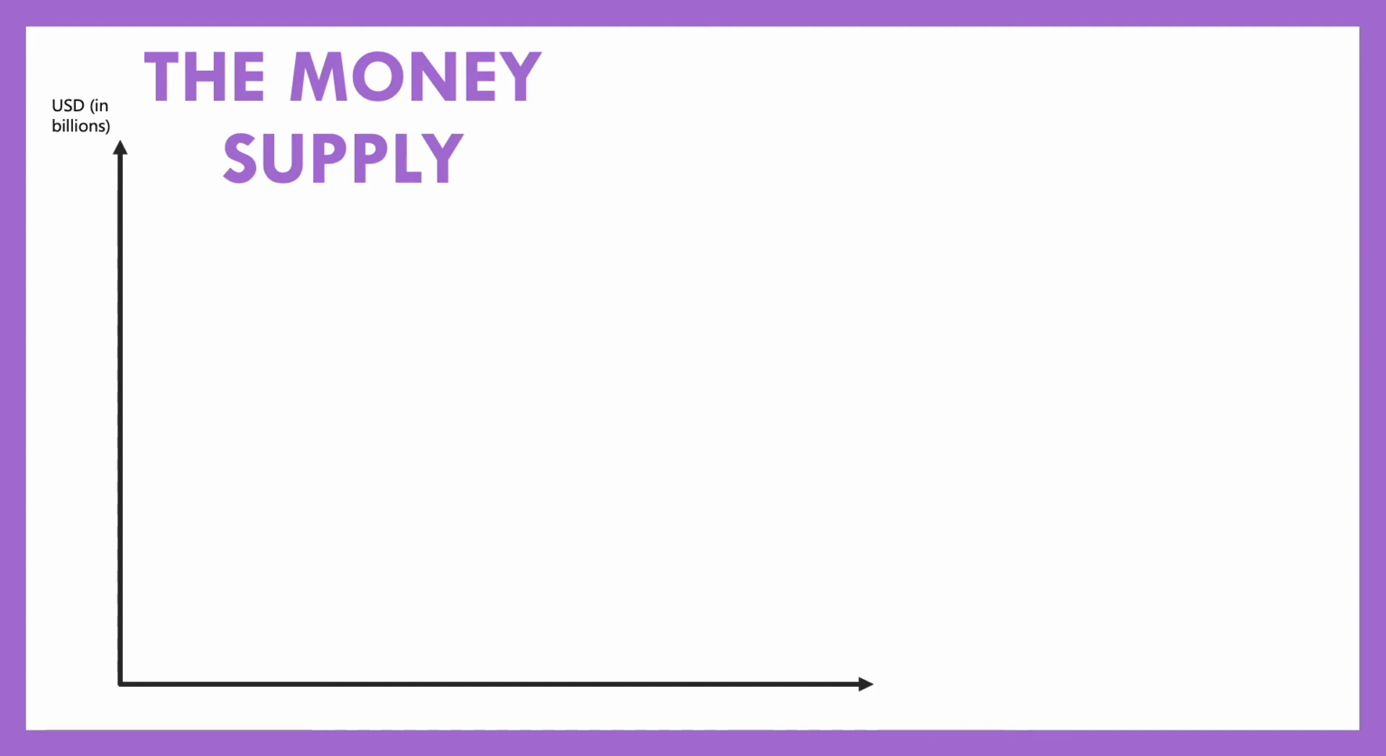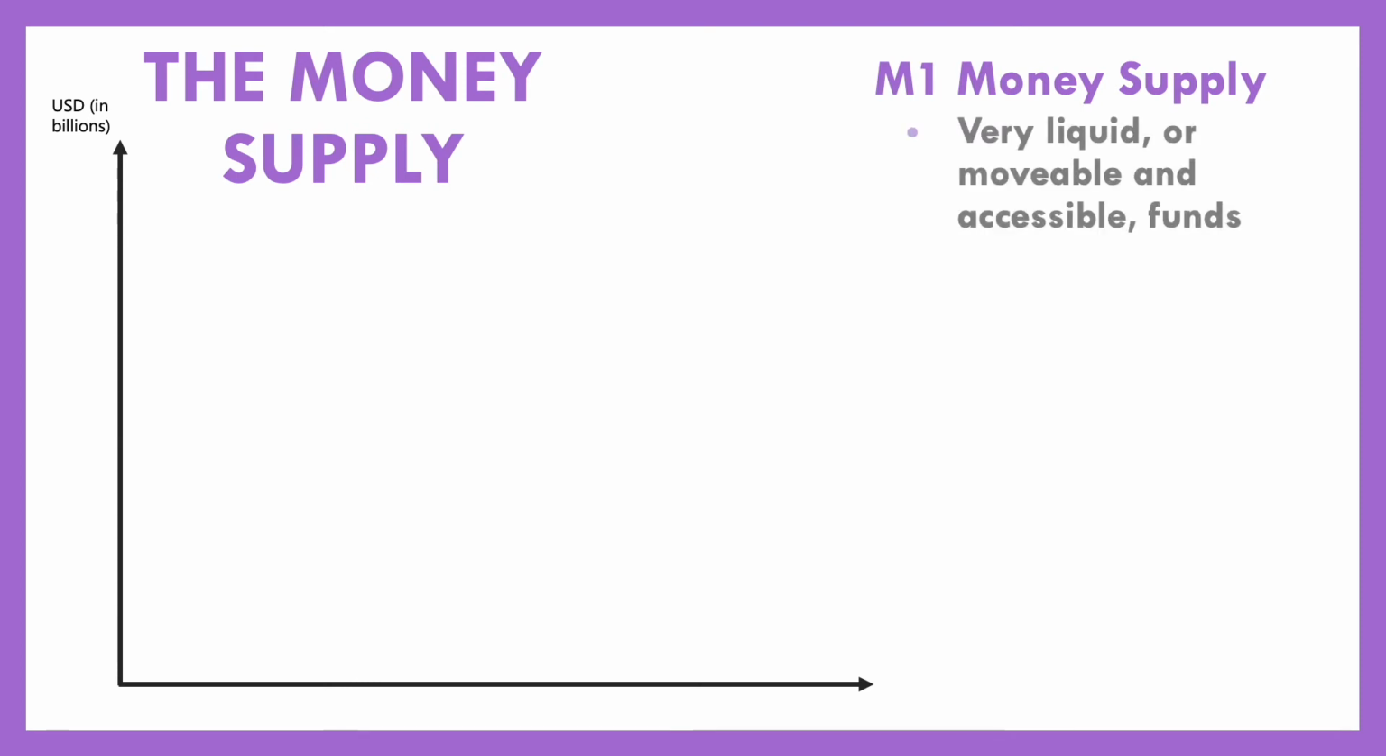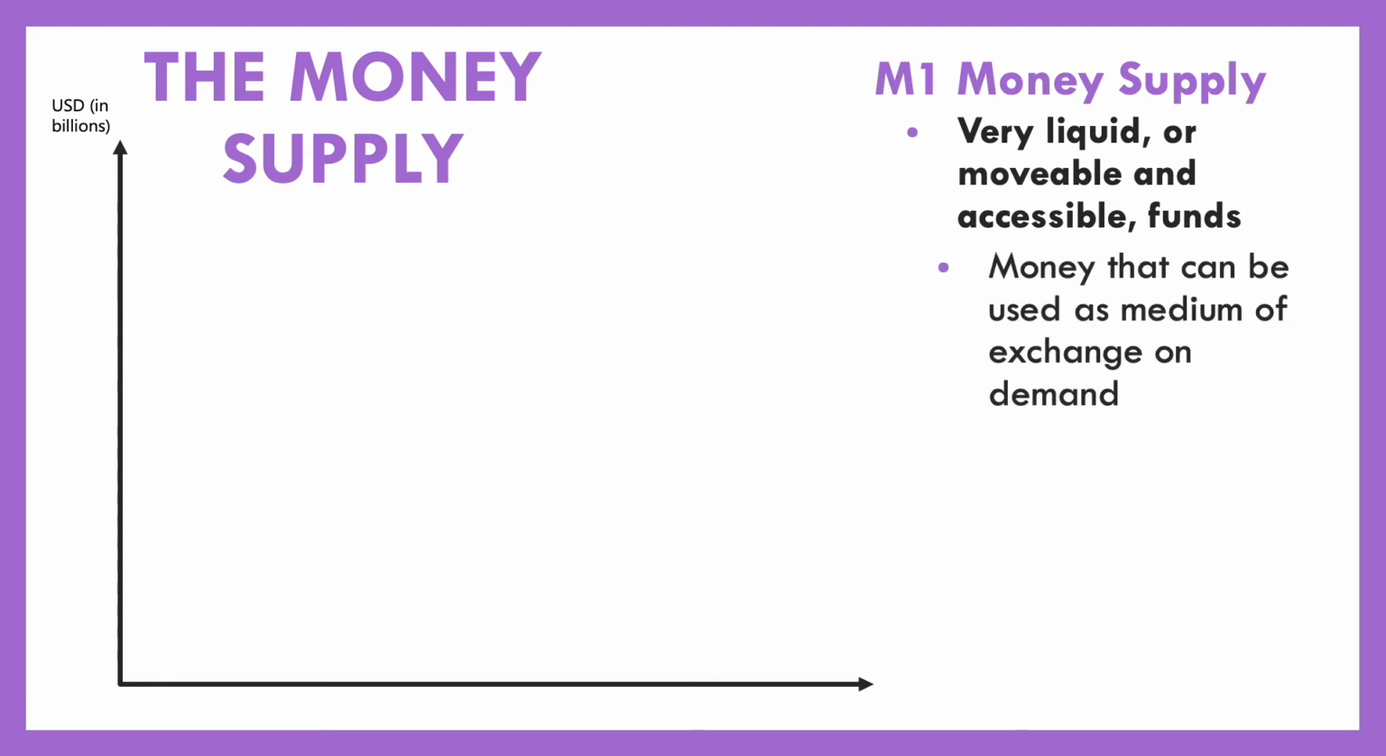The first one that we're going to try to understand is what we call the M1 money supply. The M1 money supply is just any monies that we say are extremely liquid. And liquid just means it's movable, right? So we can access it almost immediately. And really what we're saying is it's money that can be used as a medium of exchange on demand.